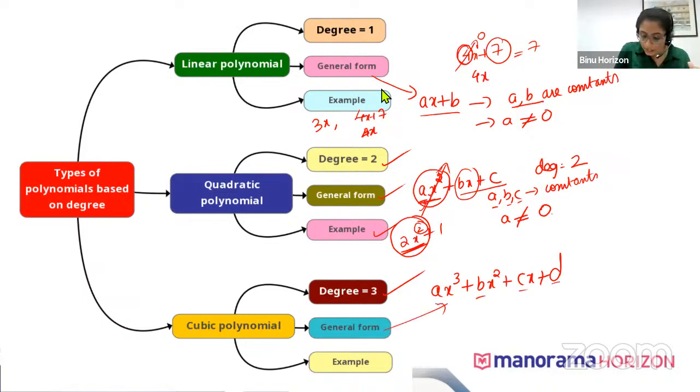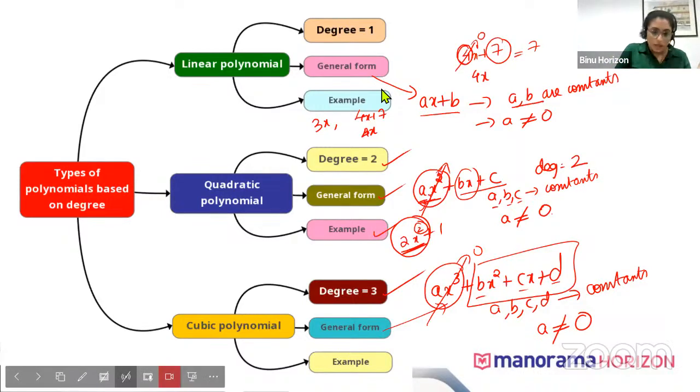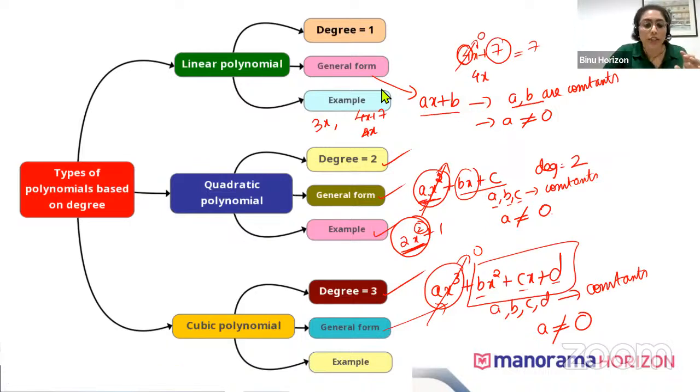Here a, b, c, d should all be constants. And also the first term, because the highest degree term is ax cube, there a should not be equal to 0. If a becomes 0, what happens? It will reduce to a quadratic polynomial. You will get just the lower polynomial. Understood? This is how we are classifying the polynomials based on the degree.